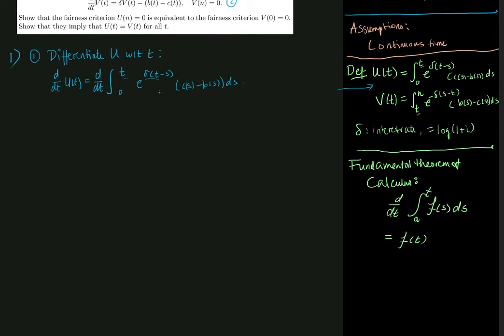The only problem is, well, I also have a t inside my integral, but we can figure that out. Now, how do we do that? Well, the thing I do now is I take the e to the delta t outside of my integral. I can do that because nothing here depends on s. And now I have e to the delta t multiplied by an integral that looks like this.